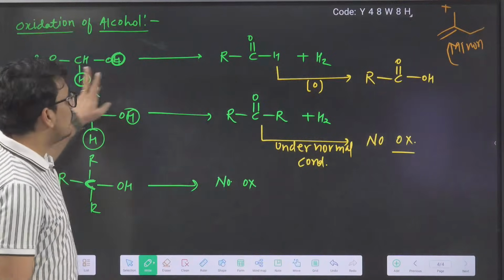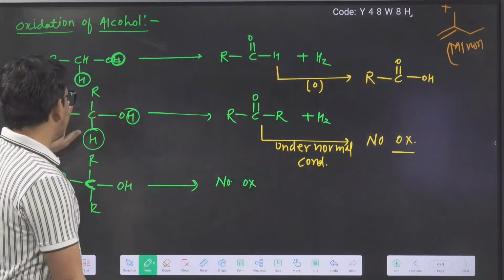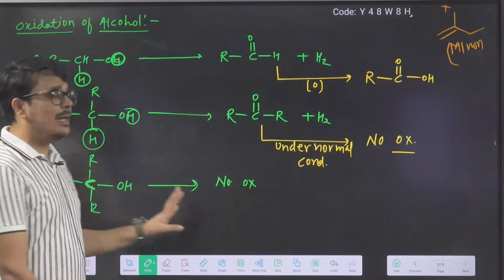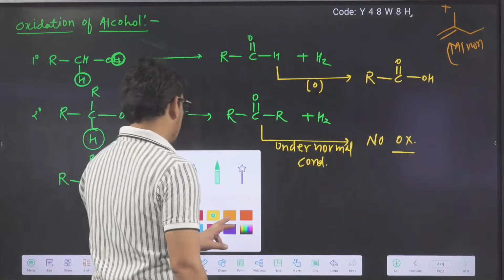1 degree alcohol first oxidizes to aldehyde, then further oxidizes to carboxylic acid. 2 degree alcohol under normal conditions can only oxidize to ketone, while 3 degree alcohol shows no oxidation.